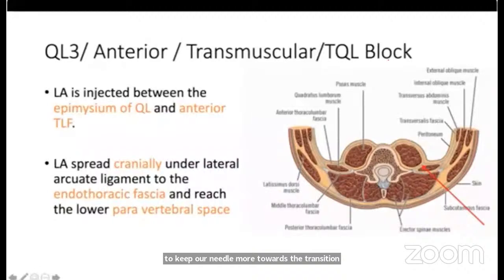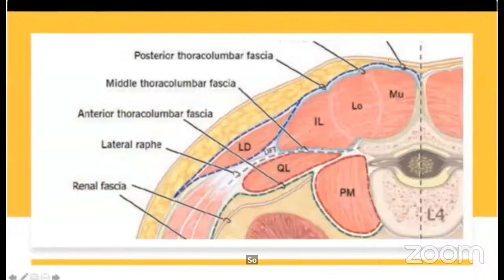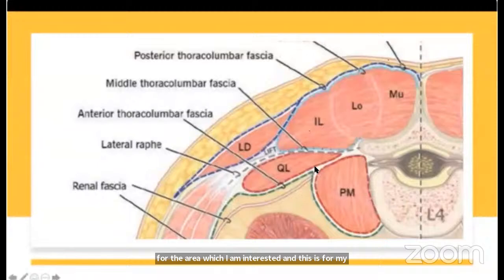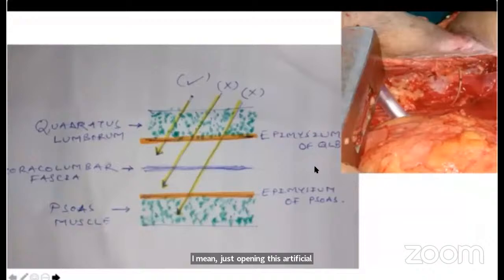So this whole area, depositing the drug between the quadratus lumborum and the psoas major, this is the area I am interested in, and this is for my anterior QL. So is it that simple? I mean, just opening this interfascial plane, is that the end of the story? I think no, it's a little technically challenging block, because we need to understand.